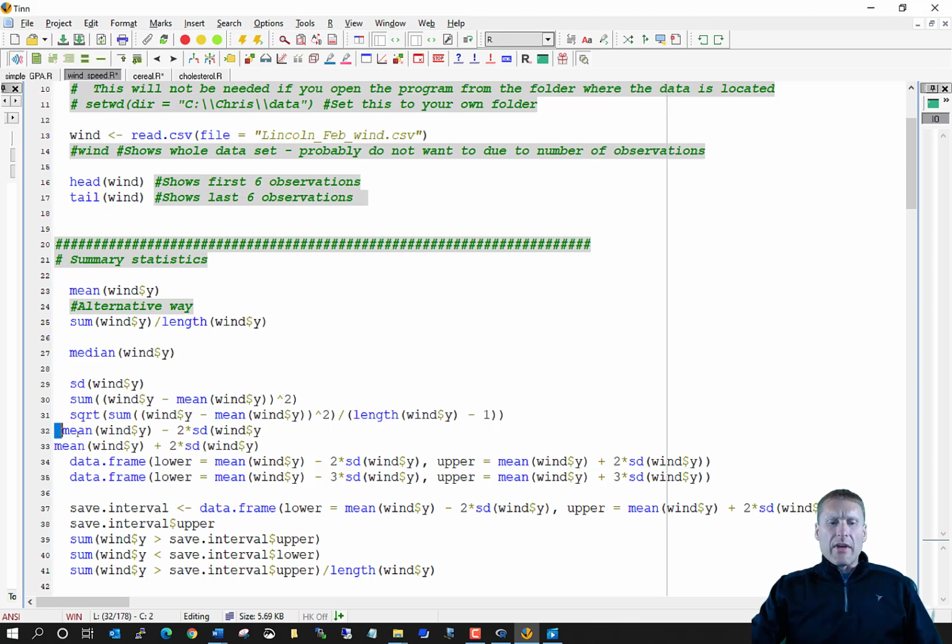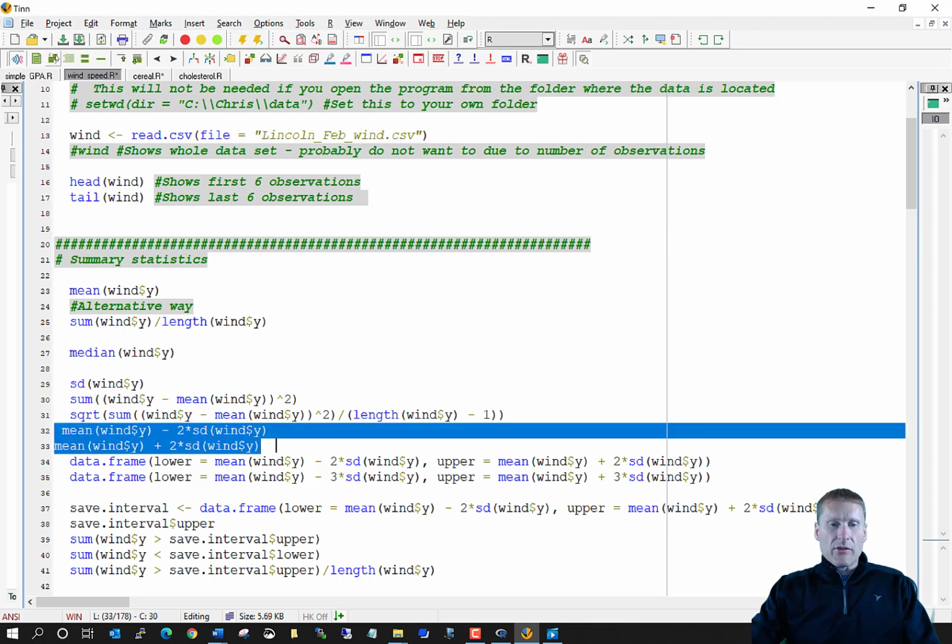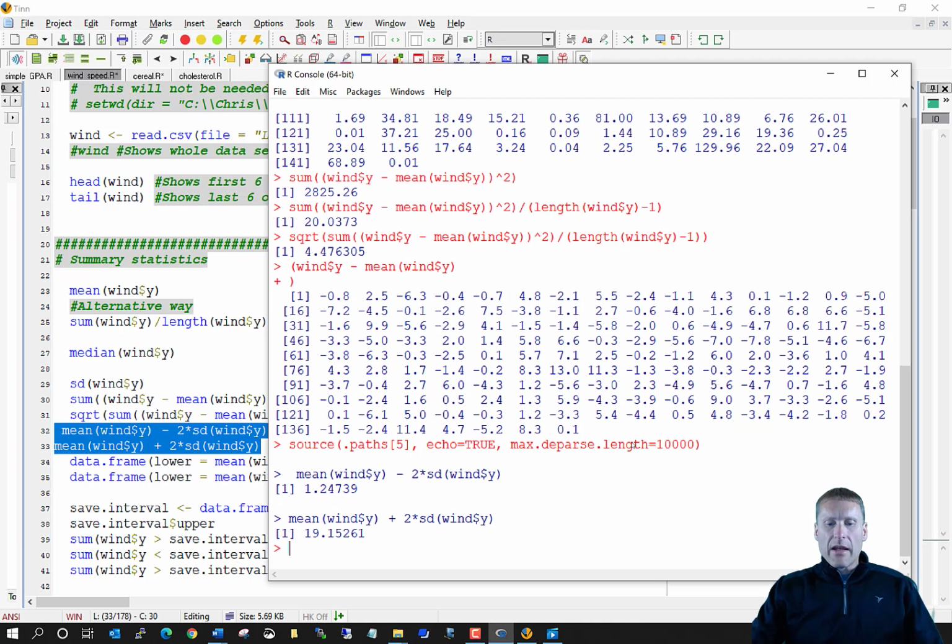What I need to do is take the mean, subtract off 2 times that standard deviation. We'll also do the mean plus 2 times that standard deviation. And so I get 1.24 to 19.15. So what that tells us is that pretty much all the data values in our data set should be between these two numbers. And we'll look at shortly if that actually does occur.